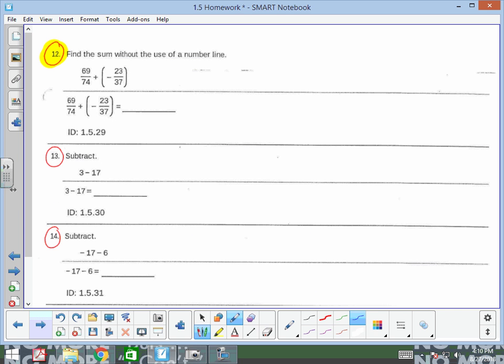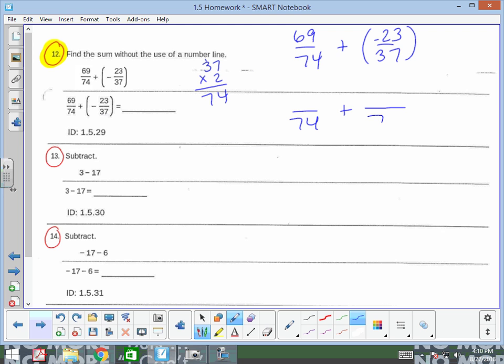Now let's review adding or subtracting fractions. All right, number 12. When you add or subtract fractions, you need common denominators. Now these denominators look pretty big, but I'm going to give you a hint. These are actually not that bad. 37, when you multiply by 2, you get 74. So the LCD is 74. So I'm going to do this vertically. Well, no, let's do it horizontally. All right, so the LCD is 74 for both fractions.